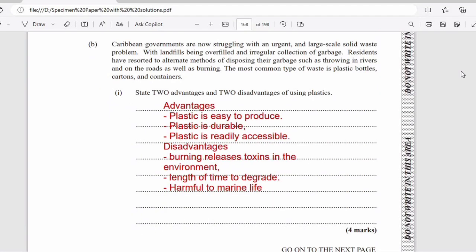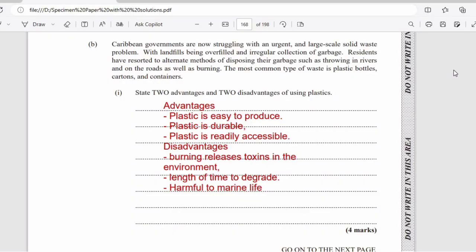Now, Caribbean governments are now struggling with an urgent and large-scale solid waste problem, with landfills being overfilled and irregular collection of garbage. Residents have resorted to alternate methods of disposing their garbage, such as throwing in rivers and on the roads, as well as burning. The most common type of waste is plastic bottles, cartons, and containers. State 2 advantages and 2 disadvantages of using plastics.